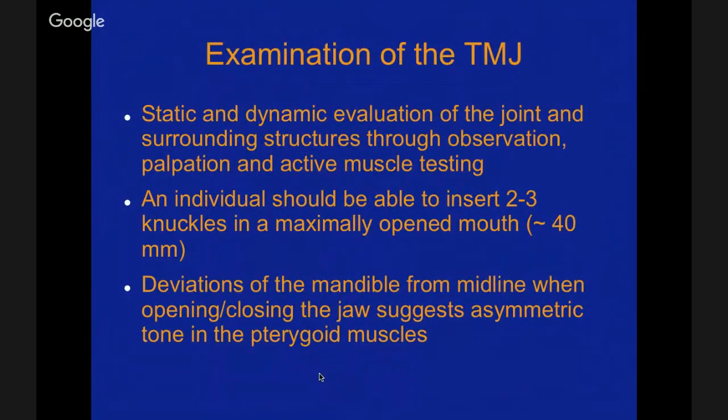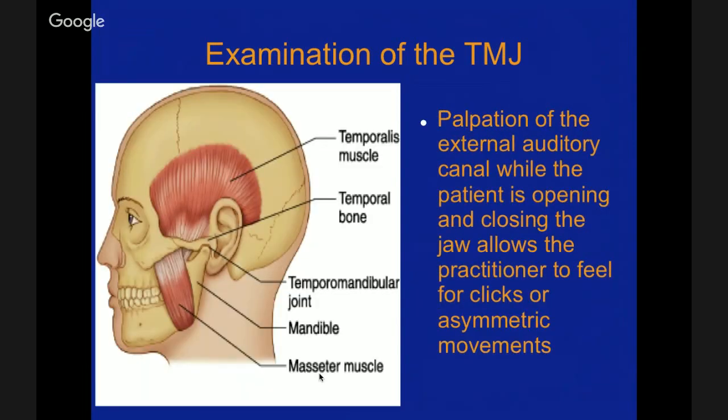Examination of the temporomandibular joint follows the same principles as examining any other joint in the body. You're going to look at static and dynamic evaluation of the joint and surrounding structures. An individual should be able to insert 2 to 3 knuckles in a maximally open mouth, which is approximately 40 millimeters, and deviations of the mandible from midline when opening and closing the jaw suggest asymmetric tone in the pterygoid muscles. Palpating the temporomandibular joint can be achieved by palpating through the external auditory canal, and as the patient opens and closes the jaw, you'll be able to feel clicks or asymmetric movements in the joint.